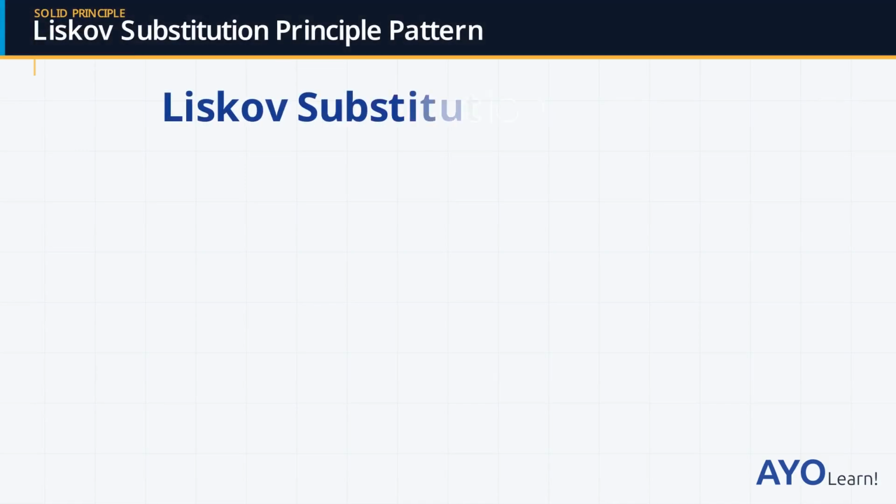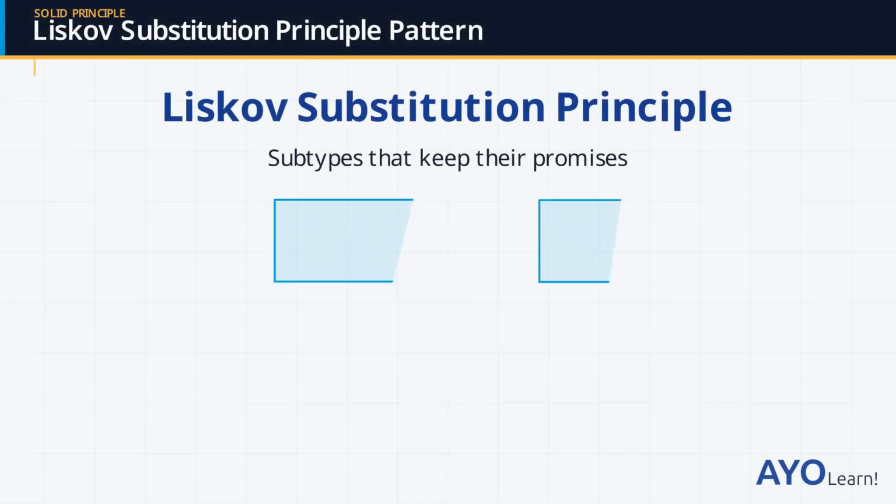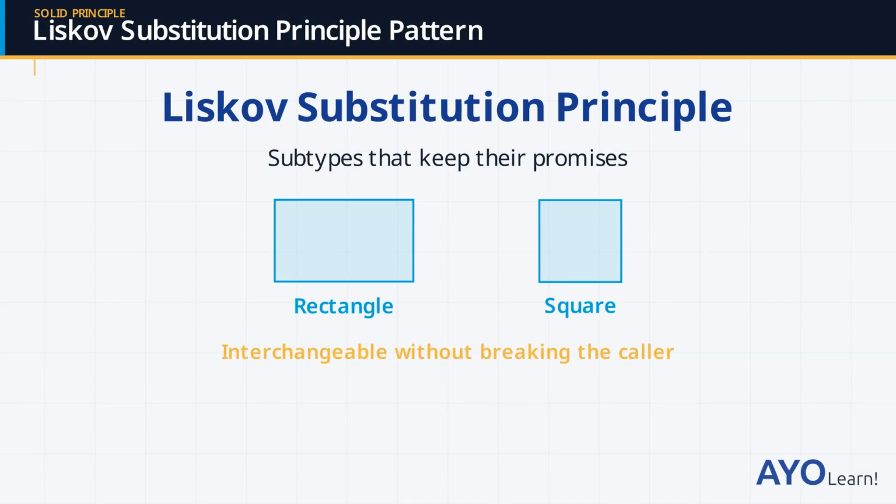Welcome. Let's explore the Liskov Substitution Principle. Every subtype must replace its base type without surprising the caller. Meet two shapes, rectangle and square, subtypes that keep their promises.